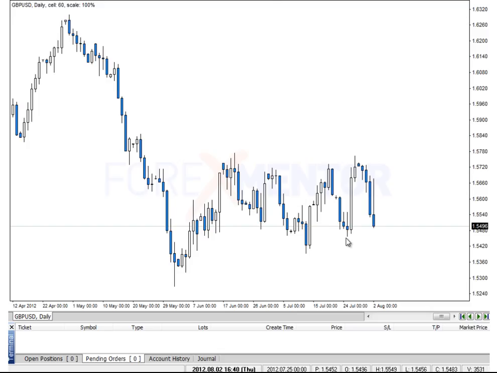So if we have a look at this last swing up on the daily from this low up to this high, and we take our Fibonacci retracement tool and draw it from the low to the high, you can see price is currently sitting around that 886 Fibonacci level.